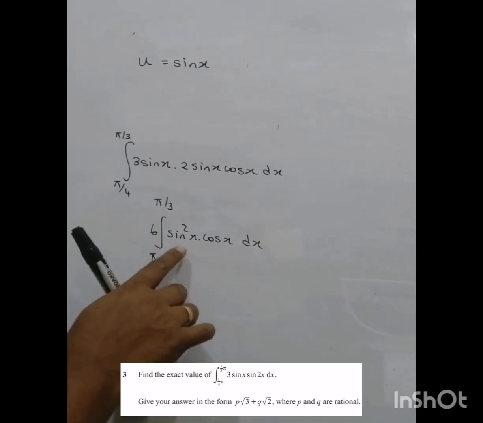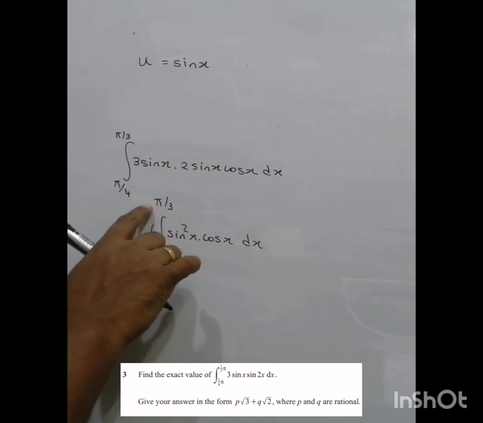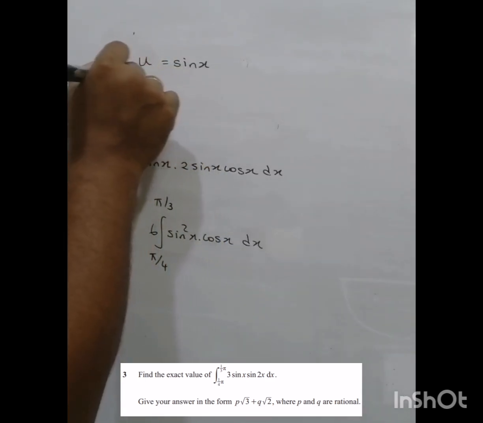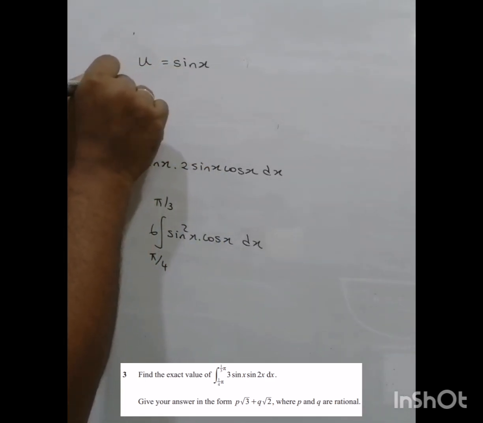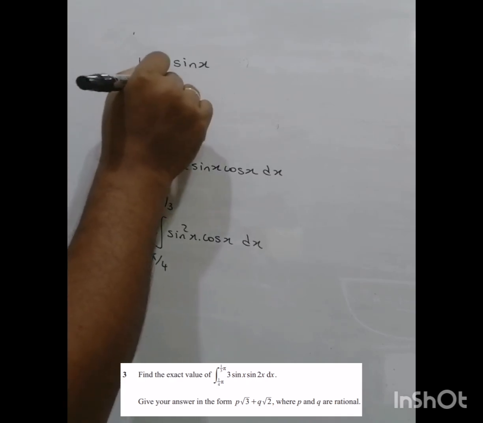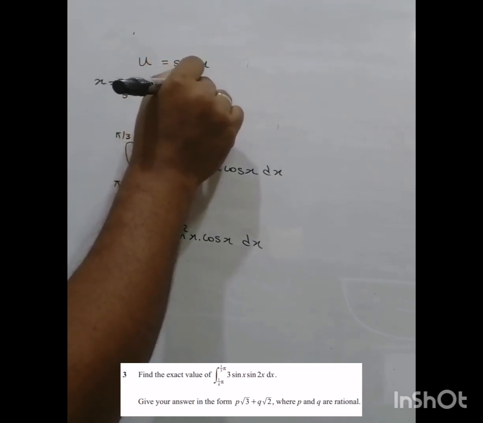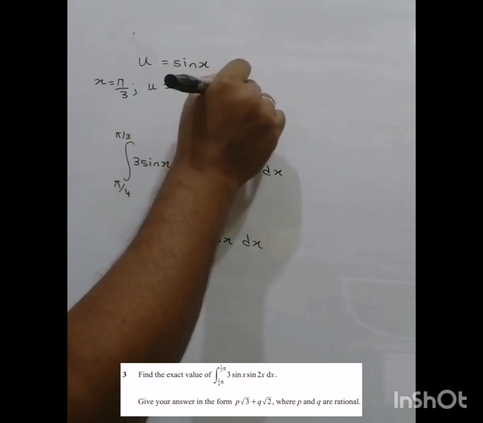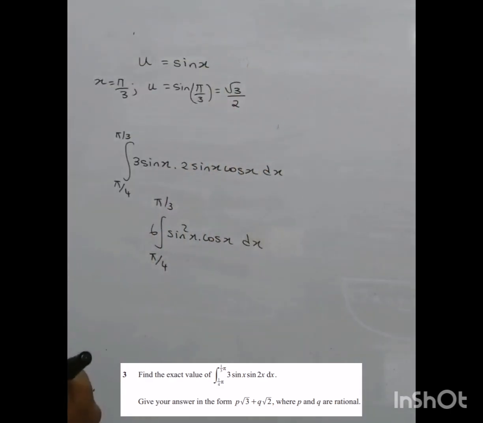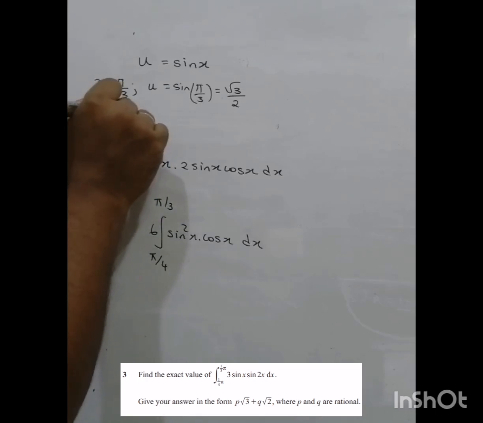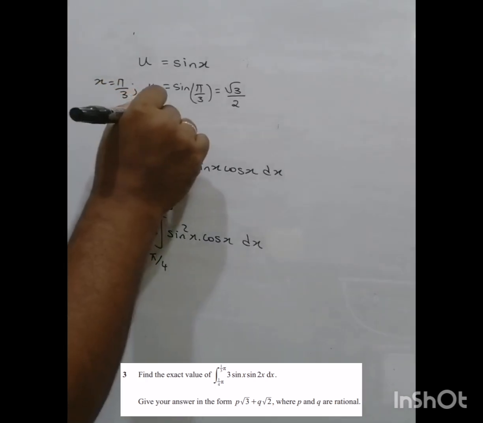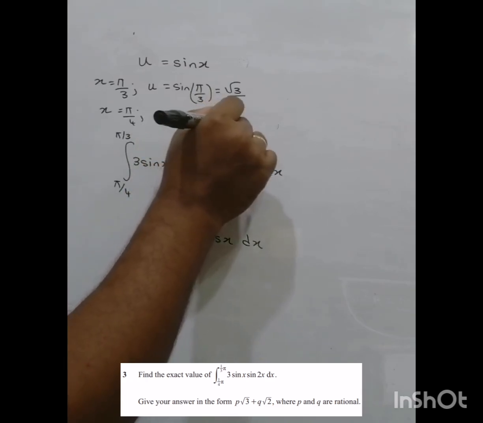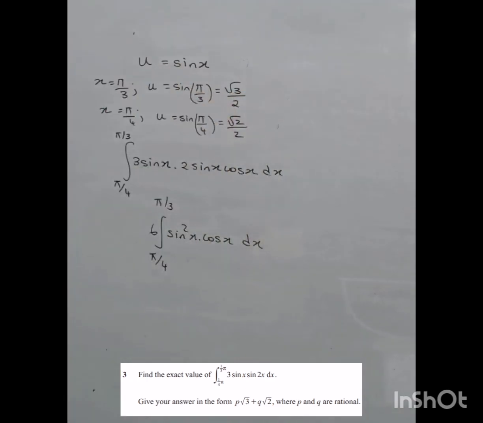If u is sine x, then when x is equal to pi by 3, we'd have u is sine pi by 3. Sine pi by 3 is going to be root 3 over 2. And when x is pi by 4, u would be equal to sine of pi by 4. Sine of pi by 4 is root 2 over 2, or 1 over root 2.